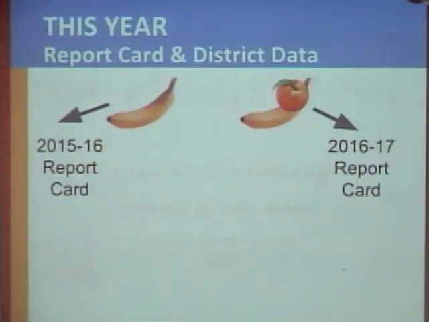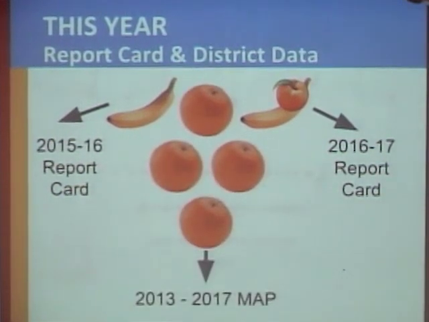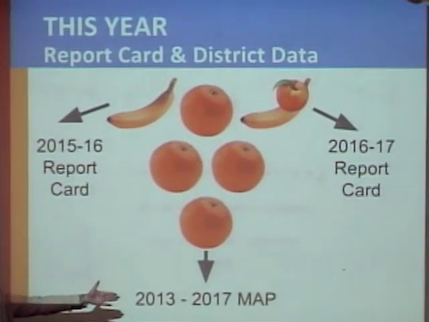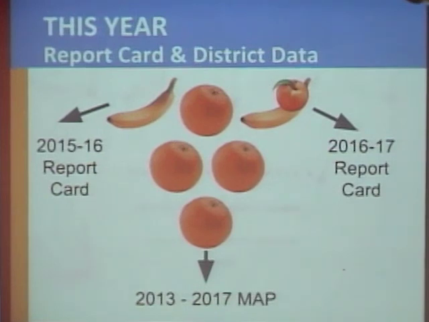So here's how I describe this year. This year, we have the bananas that I showed you last year, and we have kind of a combination of bananas and peaches this year. Some data is the same and a consistent measure, but they made some changes again. And then again, we have our oranges in the middle. Now we have data that's consistent from 2013 to 17 that I'll share with you tonight.